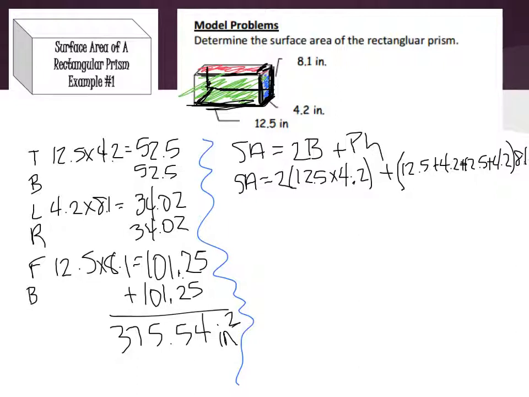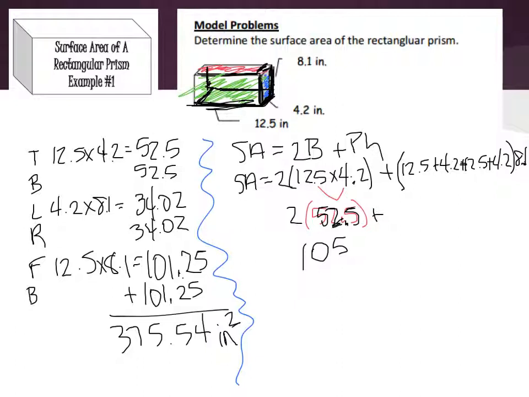So now we can find our surface area with our formula. For our base, 12.5 times 4.2 is going to give us 52.5. And we have 2 bases, so 2 times the area of the base. If I know the top is 52.5 and the bottom is 52.5, I can multiply these. 2 times 52.5 gives us 105. That's our top and our bottom added together.